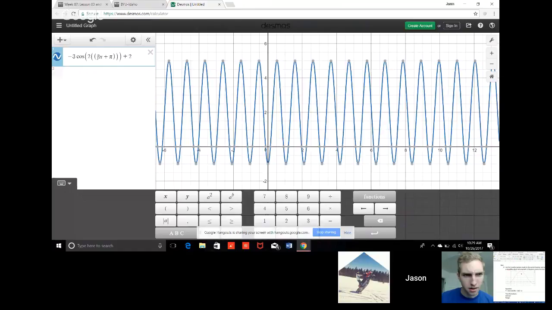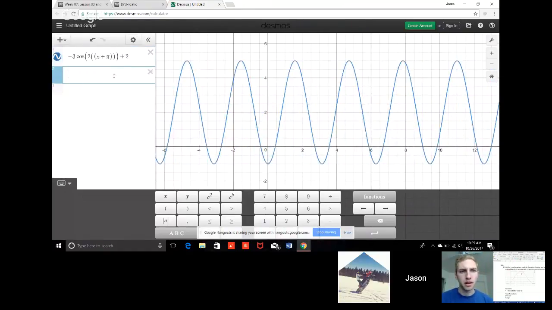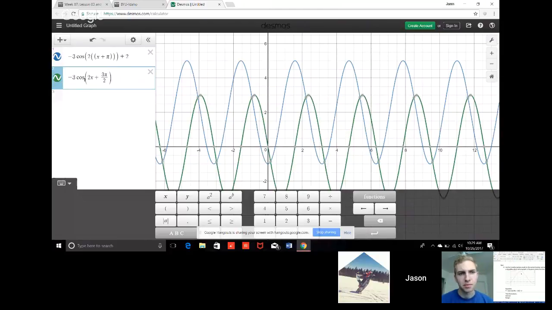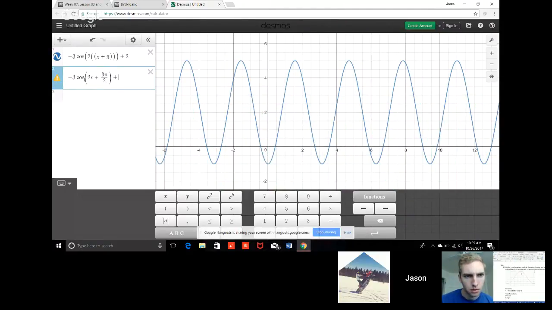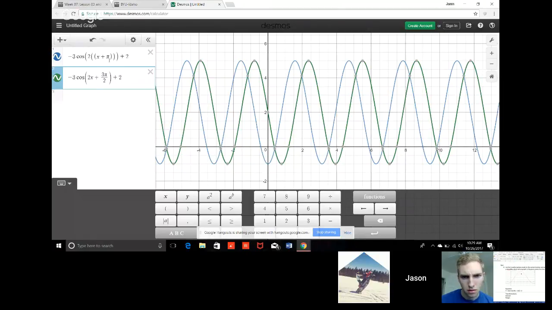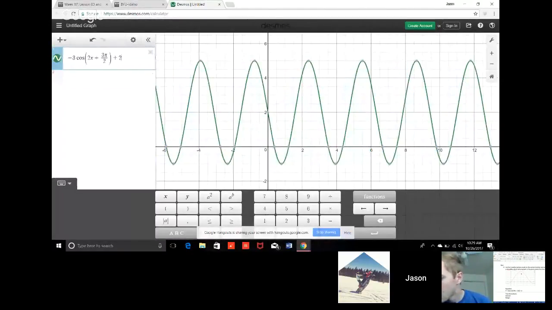Type it in up there. Yeah. So can you put -3 cosine and then in parentheses 2x plus 3 pi halves? Oops. Parentheses plus 2. So just copy this. That's a little bit closer. Yeah, it's the wrong way though, and that's pi over 4. What's this one though? It's 3 pi over 4.